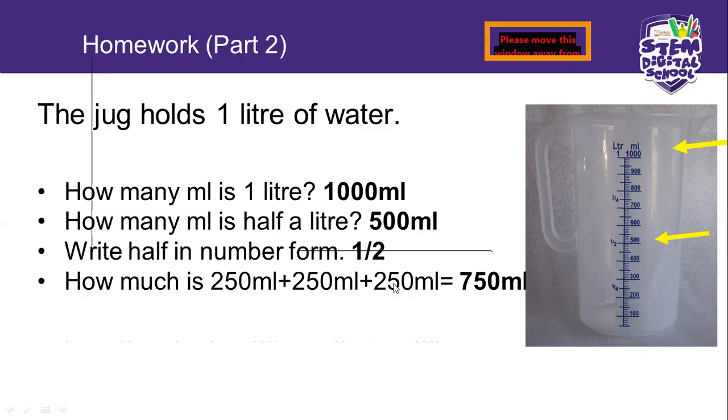The next one says, how much is 250 milliliters plus 250 milliliters plus 250 milliliters? 250 plus 250 gives you 500, then 750. So you can see it's there. Although they have not written it there, you can see it's that mark there.